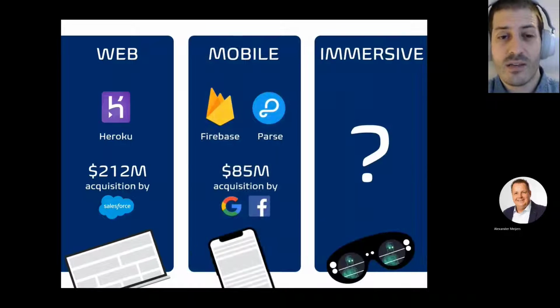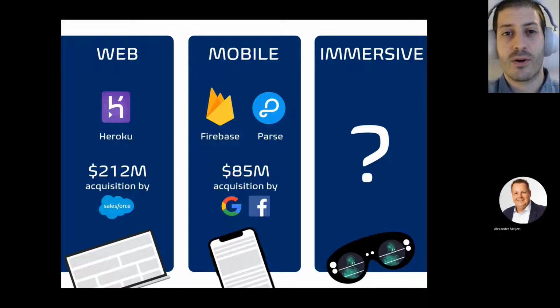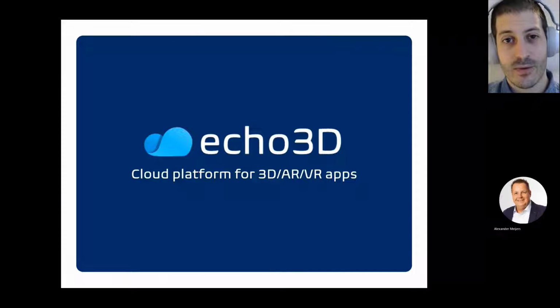If I want to build a website, I can use something like Heroku as my cloud backend. If I want to build a mobile app, I can use Firebase or Parse as my backend as a service. So we went from web to mobile to now this new technology, AR, VR, 3D, metaverse, call it whatever. The question obviously has to be asked: who's going to build that cloud platform that will allow you to build applications for this new type of content? And you guessed it, that's what we at Echo do.